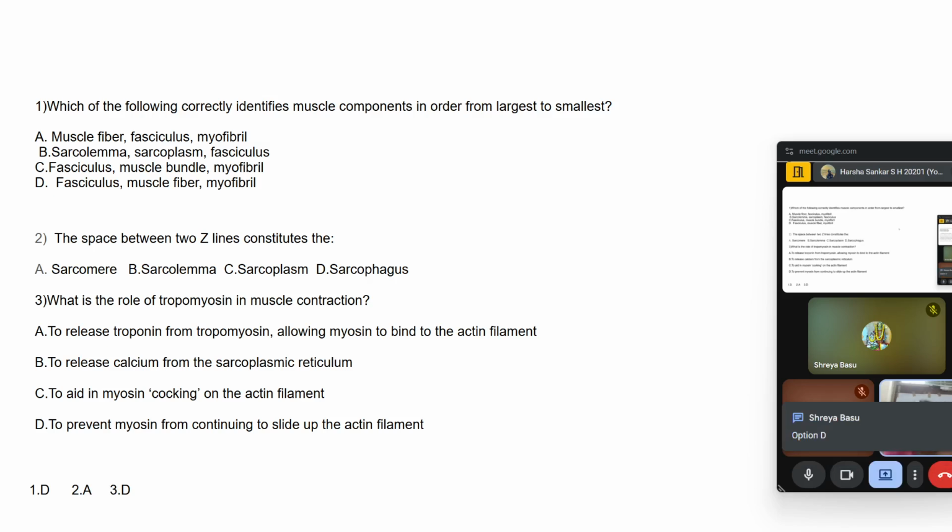Yeah, good. Option D is the correct answer. It will prevent the myosin from continuing to slide up the actin filament. Basically, when ATP comes and binds there, then they stop and they detach. So that's how they stop.